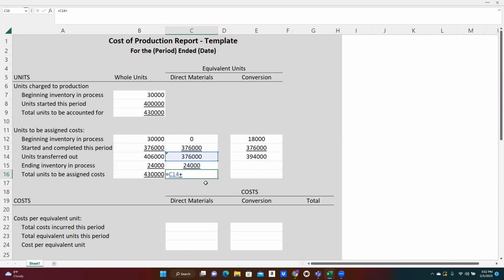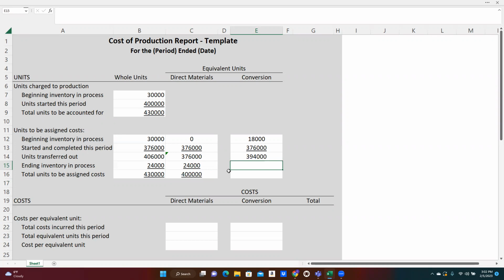So during this month, we added a total of 400,000 units worth of direct materials. Those are the units that we started this month. The units that were in beginning inventory, their direct materials were added last month. Now, these 24,000 units are in ending inventory because we're not done with them yet.